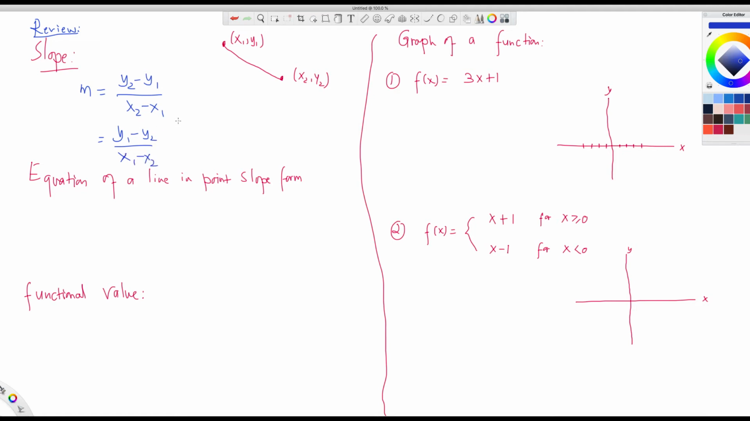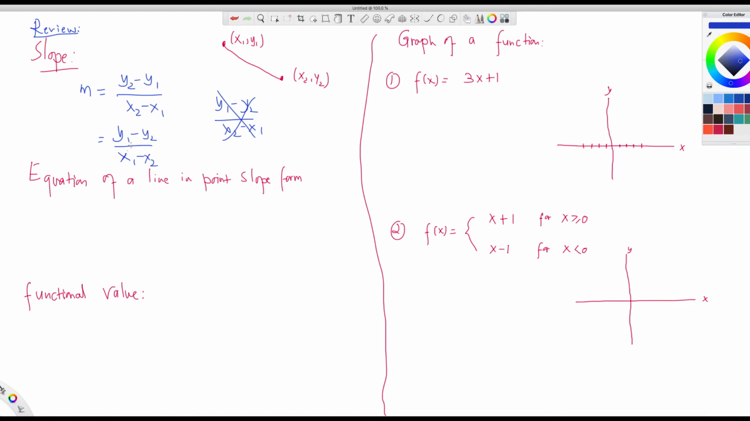But it is not equal to y1 minus y2 over x2 minus x1. This is wrong. Why is that? Because if you want to write the subscript 2 first, you need to have the same thing for x and y, okay? So y2 minus y1 over x2 minus x1, or y1 minus y2 over x1 minus x2. Either one works, but if you switch those subscripts, then it doesn't work, okay?